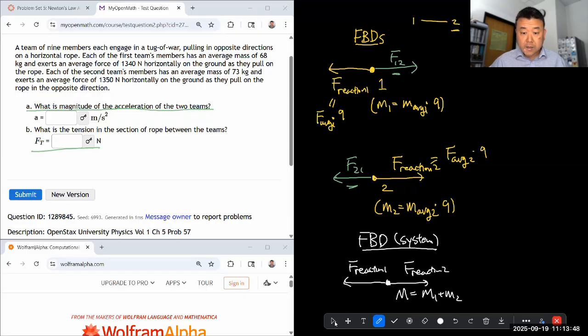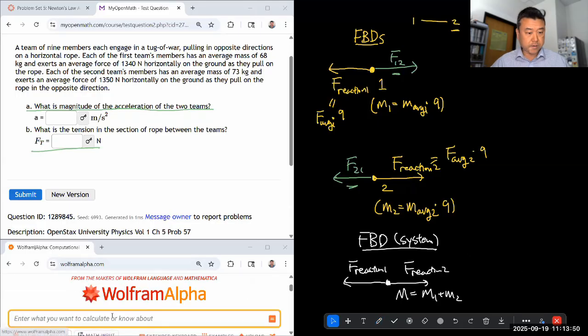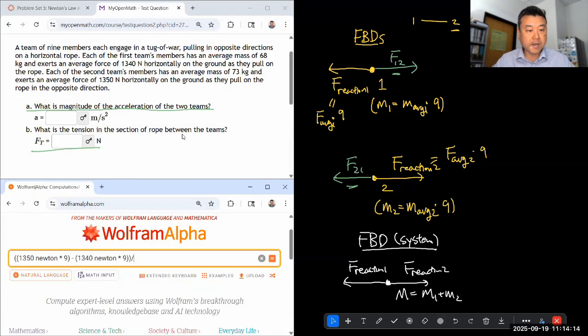So let me do it this way. I'll do rightward force, 1350 Newton times 9 total, minus the leftward reaction force, 1340 Newton times 9. That's the net force. If the question asked for net force, I would give this. It asked for acceleration, so I need to divide this by the total mass, m1 plus m2.